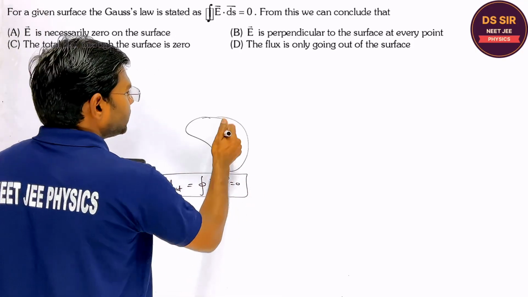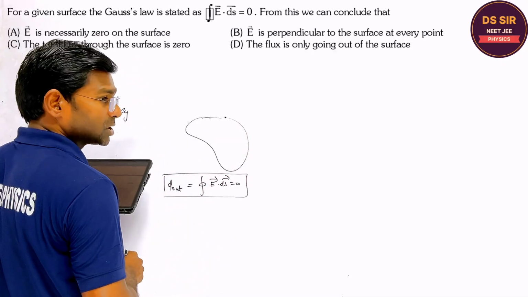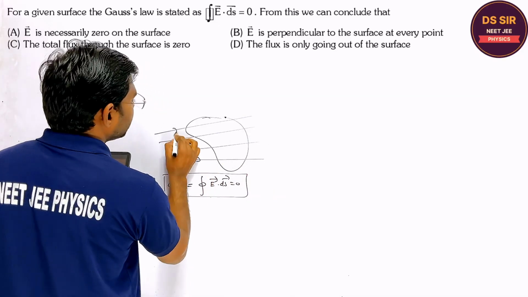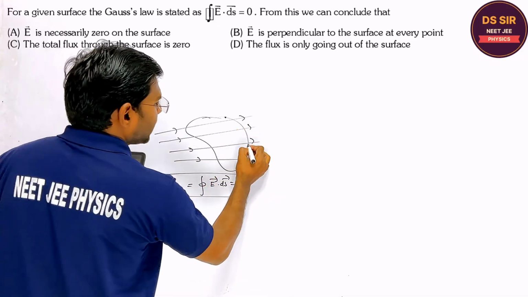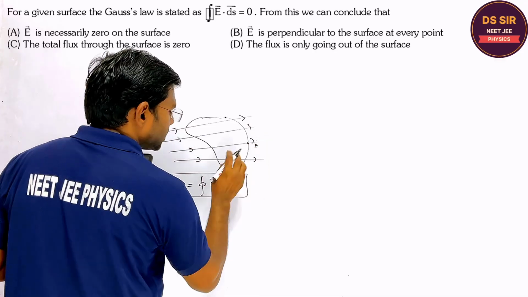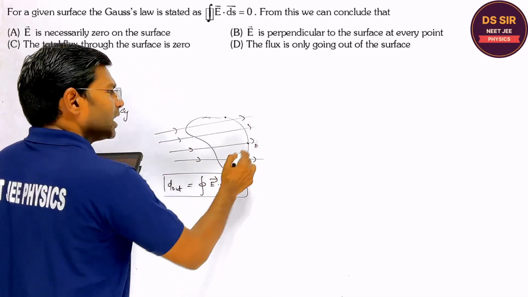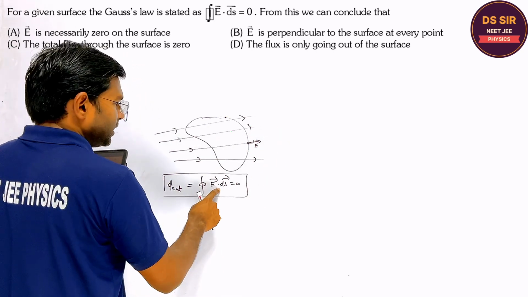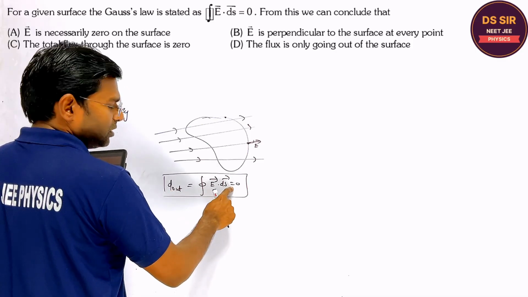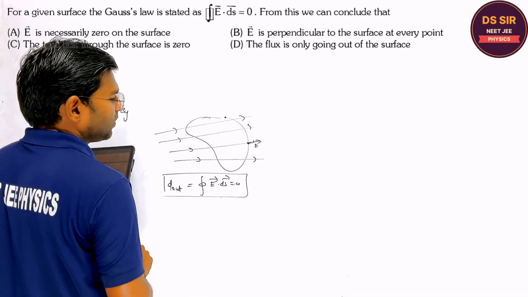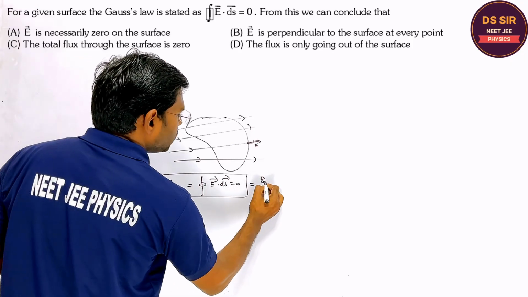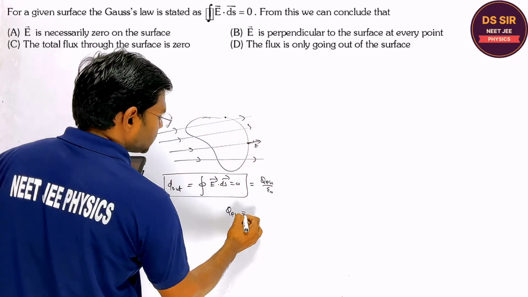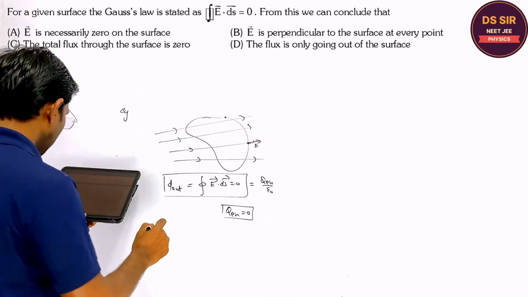But it does not mean that the electric field on the surface must be 0. Why? Suppose the flux is going in this way, like this, right? So the electric field at this point on the surface need not be 0. Electric field may be there on the surface of this closed surface. But if the E dot ds integration is 0, it means the net outward flux is 0, and therefore the charge enclosed divided by epsilon naught is 0. So the enclosed charge by this Gaussian surface must be 0. This is the thing.